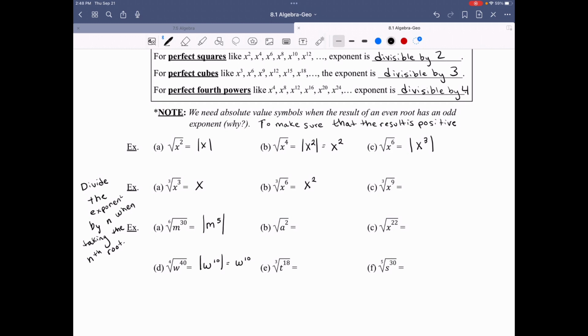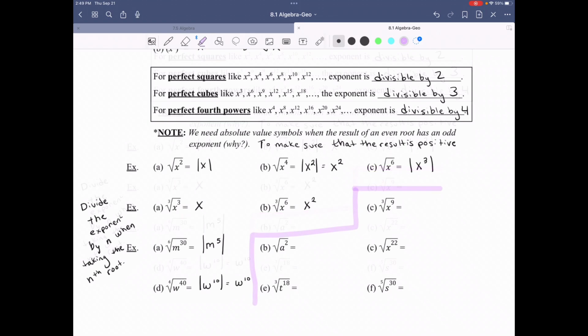In your groups, I want you to try the ones that we did not answer, which are these ones. And so get up and work in your groups now.